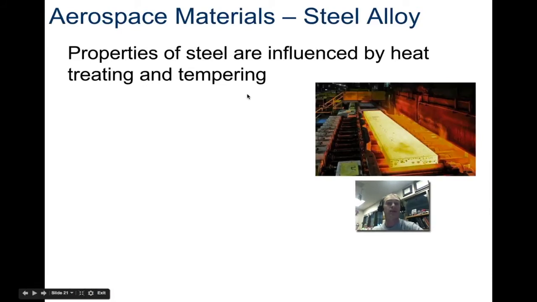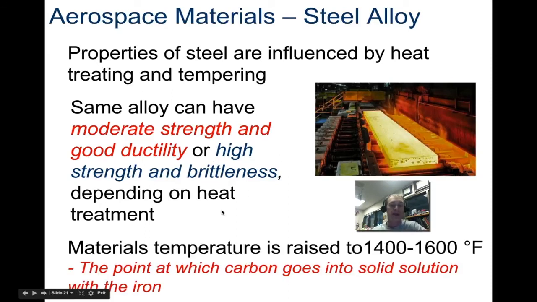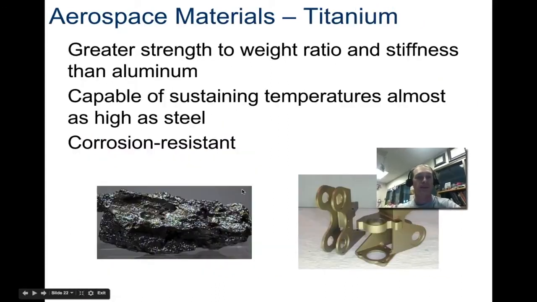Steel is influenced by heat treating and tempering, so you can change its brittleness, its ductility. So some of them can have moderate strength and good ductility, or high strength and they're very brittle. They don't flex at all. So you may want a product that flexes before it breaks, given the conditions that it's going to be in. And then the material's temperature is raised from 14 to 1600 degrees Fahrenheit, and that's the point where carbon goes into a solid solution with the iron. So you really have to get hot to make that alloy.